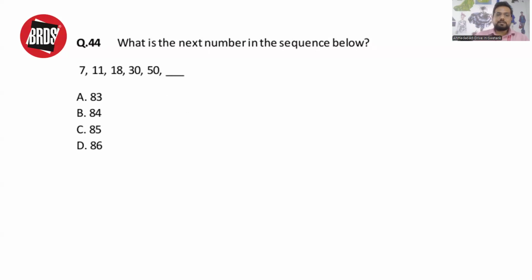Okay, what is the next number in this sequence? If you look at this particular question, 7, 11, 18, 30, and 50, so if we look for their differences, you will find the differences are 4, then 7, then 12, then 20. That is the difference between these elements.